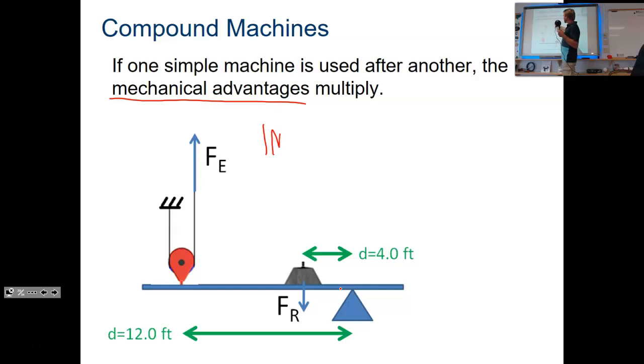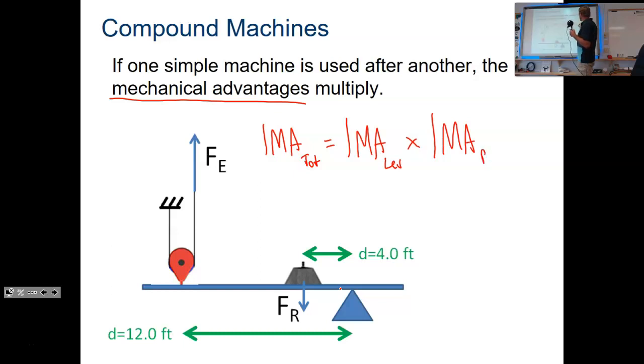So the ideal mechanical advantage total is going to be equal to the ideal mechanical advantage of the lever multiplied by the ideal mechanical advantage of the pulley. Now, the ideal mechanical advantage of the pulley is pretty easy. It's just 2. You count the number of ropes that are supporting the load. The ideal mechanical advantage of the lever is a little bit trickier. This is a second-class lever. It's like a wheelbarrow because you've got your load here in the center, and then you're lifting on the other end. So remember, it's d_E divided by d_R.